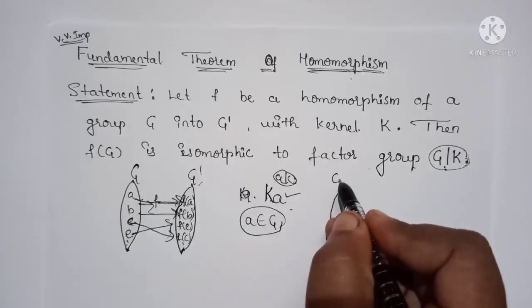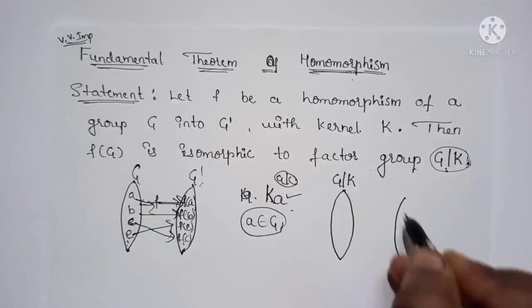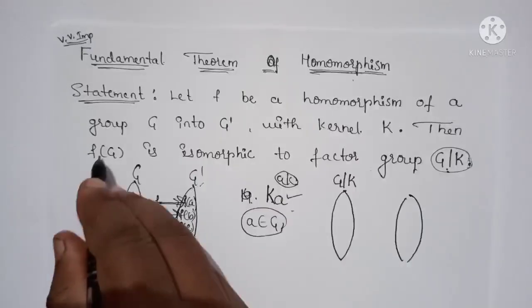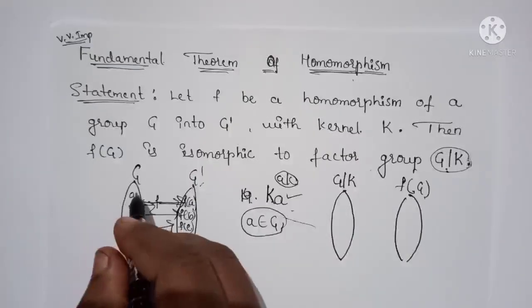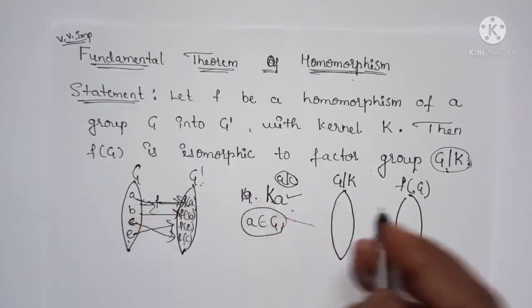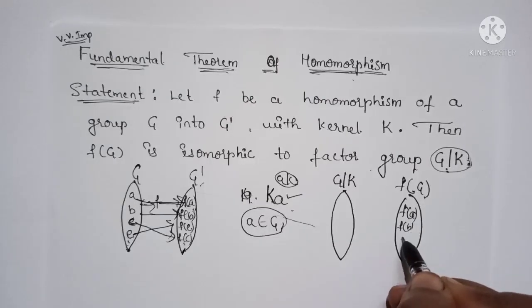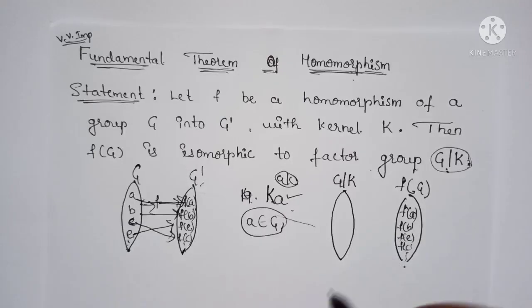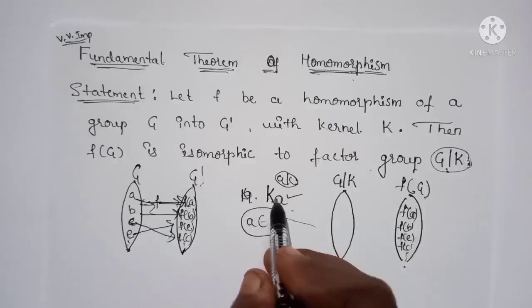Okay, so here we have to consider G by K and here we have f(G). Okay, so f(G) is nothing but the images of G. The images of the elements of G are f(a), f(b), f(e), f(c) and so on. Okay, so G by K is the factor group associated with right or left cosets.